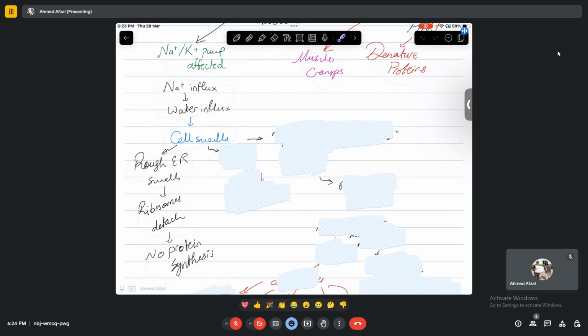Have you heard of the microvilli? Yes, microvilli are small extensions and they are very useful for absorption. But what if the microvilli swell? When the microvilli swell, their surface area decreases, and because of that, they are not able to absorb anymore. So their function also gets disrupted.